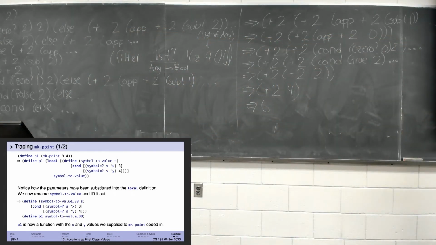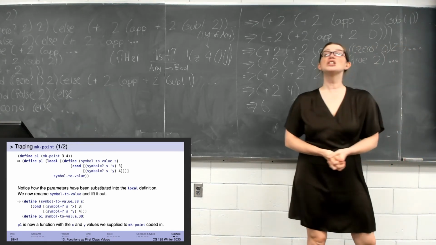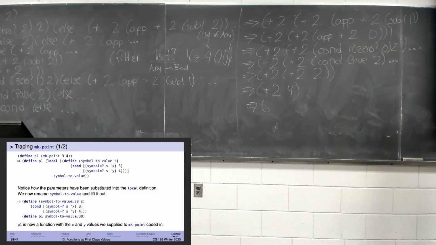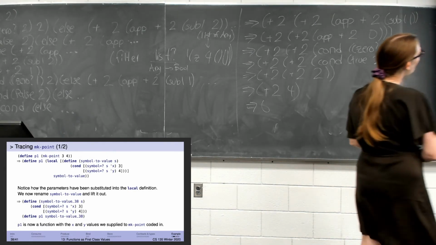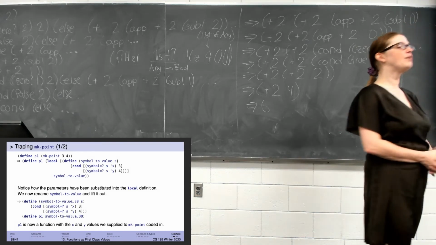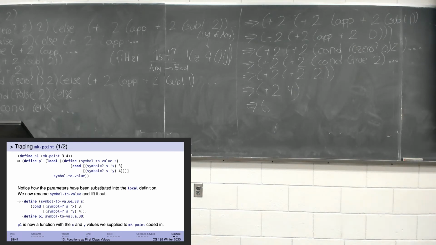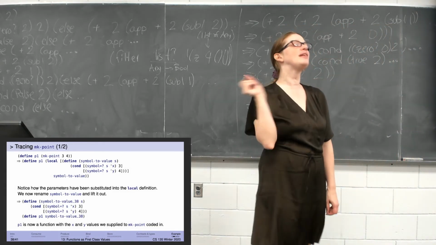So I'm going to define p1 as being make-point 3 4. Let's actually trace through this. Since make-point 3 4 is an expression, I need to evaluate it and turn it into a value in order to bind it. So I'm going to substitute 3 and 4 into the body of make-point, and I replace each x with 3 and each y with 4. Now I have p1 defined as this local. p1 is still not bound to a value, so I need to evaluate that local.